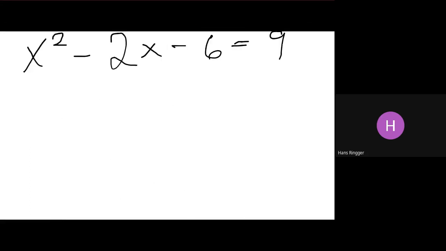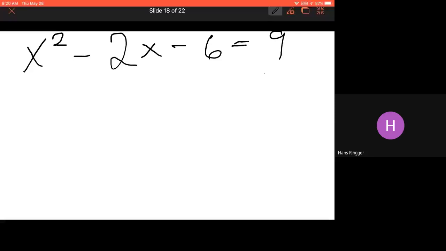Okay, this first one, x squared minus 2x minus 6 equals 9. We need to find the solutions for this equation. It can have 0, 1, or 2 solutions. Let's take a look. First step, step number 1, we need to set the equation equal to 0. Right now, it's not equal to 0. It's equal to 9. And that's going to give us some problems. We need to get rid of that 9 so that the whole equation can be equal to 0. So we're going to use our favorite algebra trick and just subtract 9 from both sides.